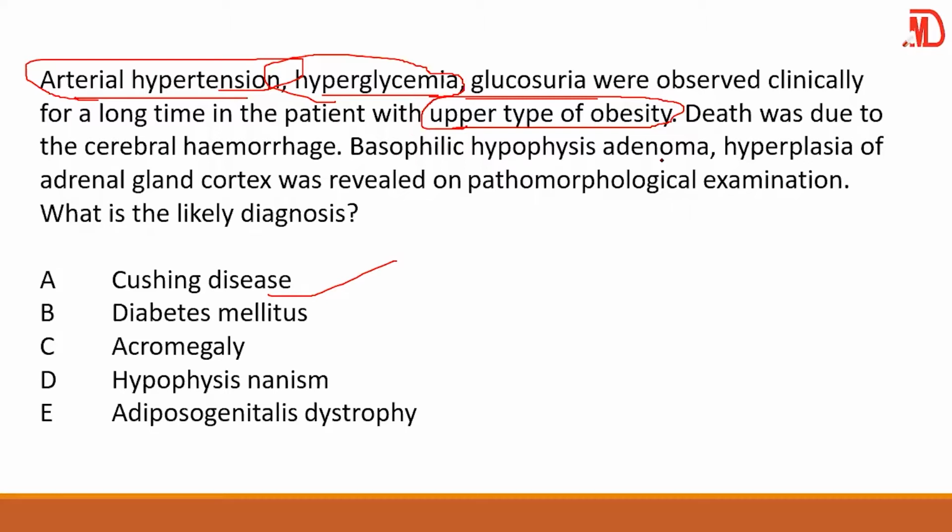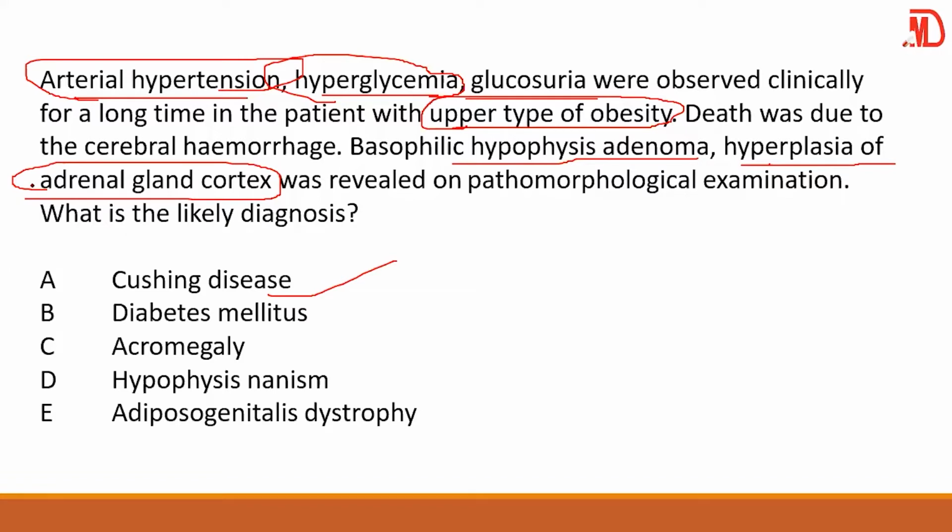But look at it again. They said there's basophilic hypophysis adenoma. There's hyperplasia of the adrenal gland cortex. Hyperplasia means what? An increase in the cells in the adrenal gland.